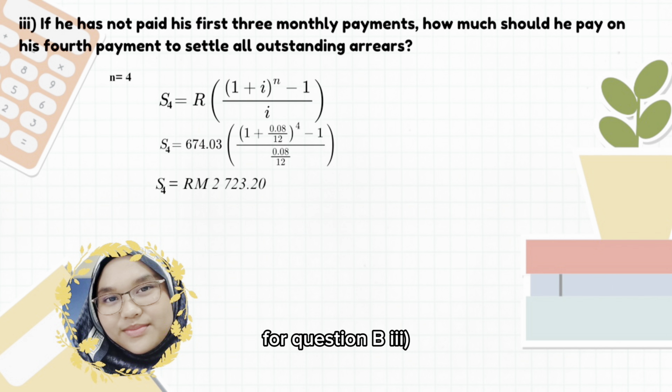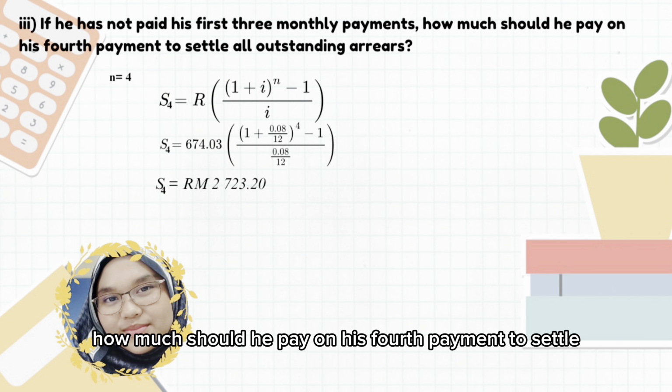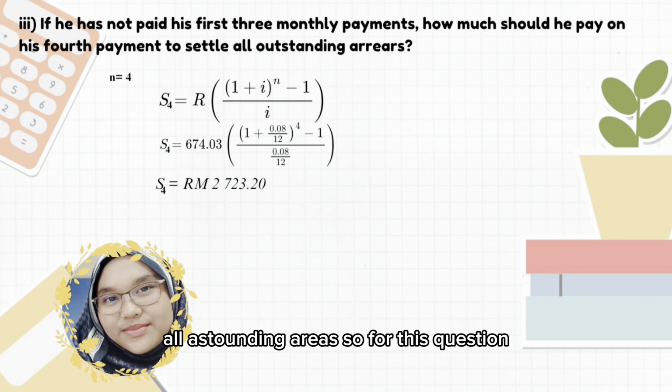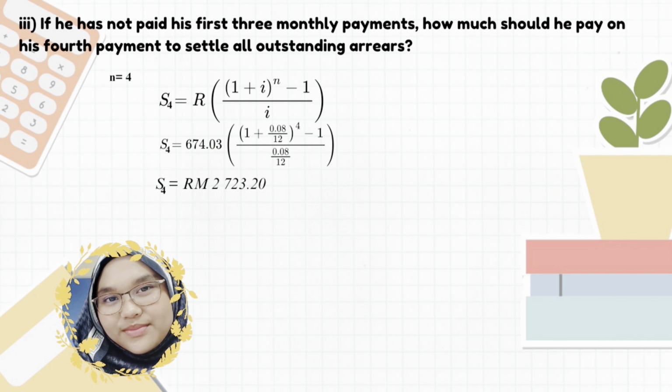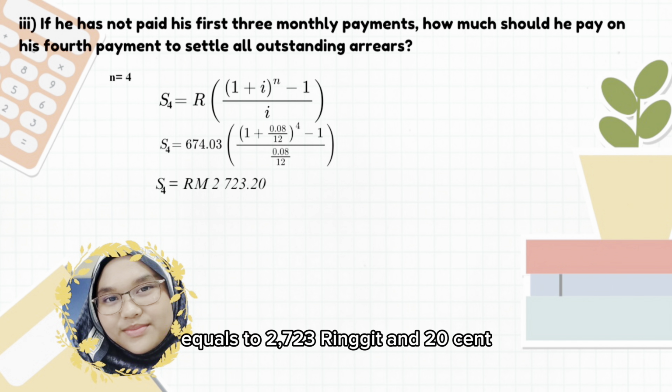For question B3, if he has not paid his first 3 monthly payments, how much should he pay on his fourth payment to settle all outstanding arrears? So for this question, we will be using S equals R in brackets 1 plus I to the power of N minus 1 over I. In this question, N equals 4. Why? Because we need to pay in his fourth payment. So, for S4, the total amount he needs to pay equals 2,723 ringgit and 20 cents.